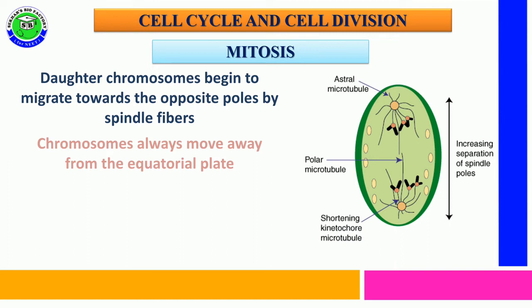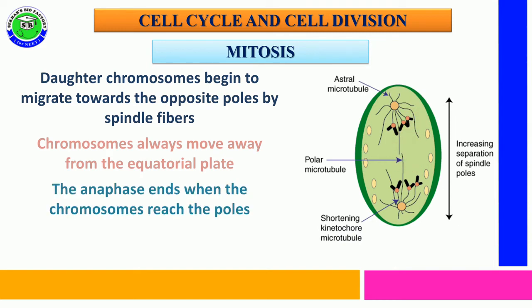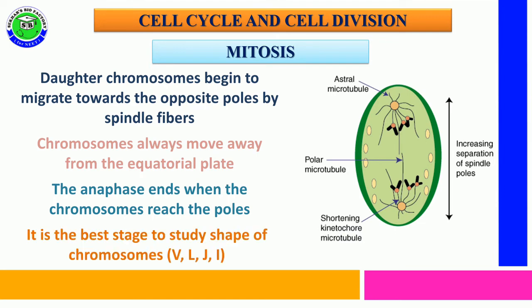The separated daughter chromosomes move away from the equatorial plate. At the end of anaphase, the daughter chromosomes reach the opposite poles. Anaphase is the best phase to study the shape of chromosomes based on the position of the centromere in the chromosome structure, which may appear like either an L shape, V shape, J shape or I shape, depending upon the position of the centromere.